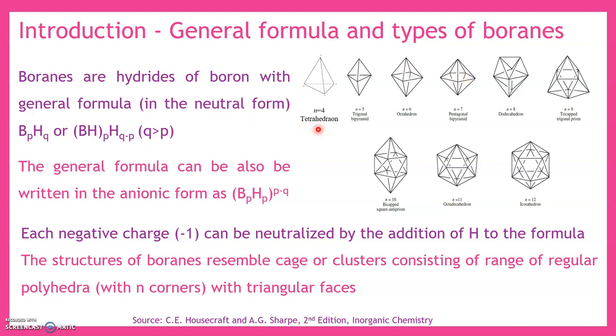Now these polyhedra have their names depending upon the number of corners they have. If the number of corners is 4, then it is a tetrahedron. Trigonal bipyramid will have 5 corners. Octahedron, 6 corners. Pentagonal bipyramid will have 7 corners. Dodecahedron, 8 corners. Tri-capped trigonal prism will have 9 corners. Bicapped square antiprism with 10 corners. Octadecahedron with 11 corners and icosahedron with 12 corners.